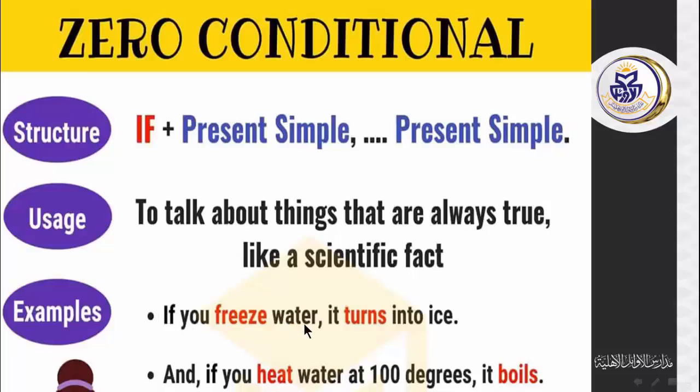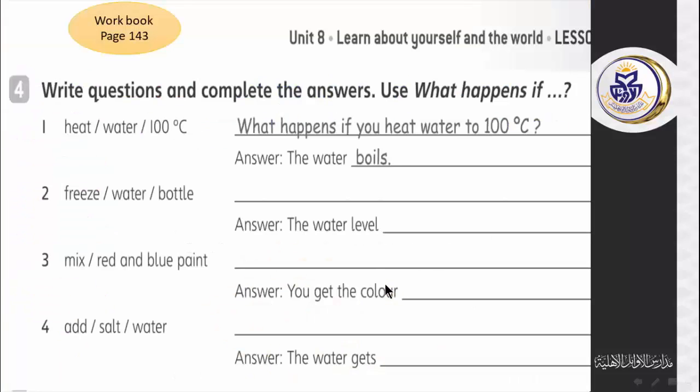Examples: if you freeze water, it turns into ice. Conditional, comma. The second sentence is the result, in present simple. And if you heat water to 100 degrees, it boils. You can use when instead of if. Okay? You can say when you freeze water, it turns into ice. It is the same meaning.